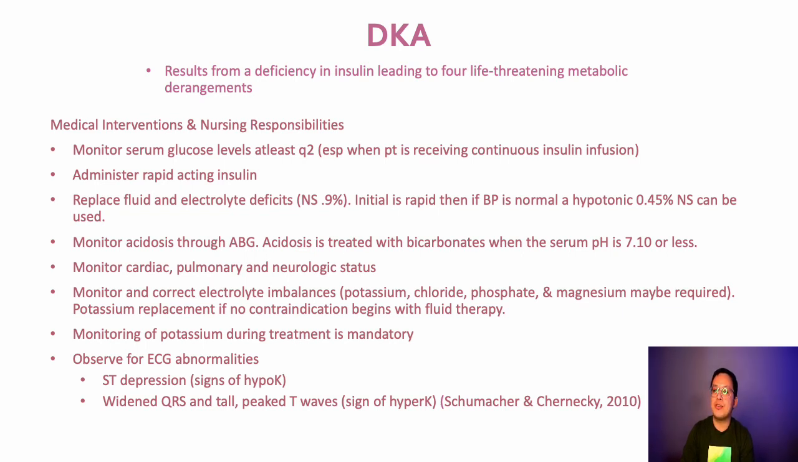So monitor acidosis through ABG. So ito pasyente na DKA, metabolic acidosis. So acidosis is treated with bicarbonates, okay, when the serum pH is 7.1 or less. So karon kay bagong technology na, sa una kay magkwenta-kwenta pa, karon bagong technology, ihatag na nila tanan. So monitor cardiac, pulmonary, and neurologic status. Monitor and correct electrolyte imbalances like potassium, chloride, phosphate, and magnesium may be required. So mag-shifting, no? Tagaan ninyo ug shifting, regular insulin and D50. Okay, potassium replacement if no contraindication begins with fluid therapy.